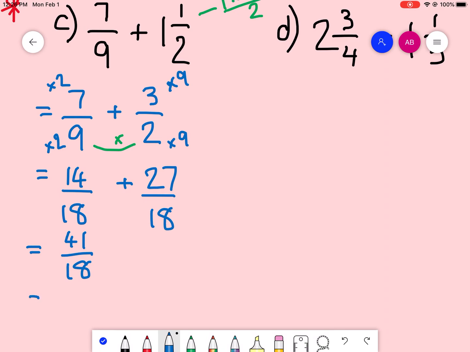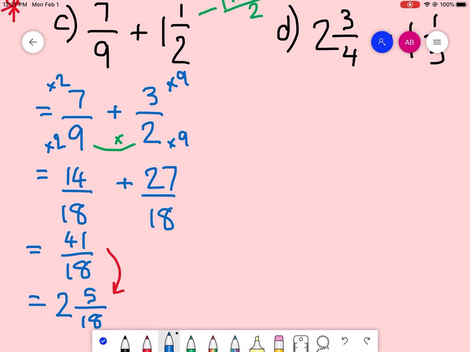The last thing I would like you to do with these fractions, if you end up with a top-heavy fraction, so your top number is larger than your bottom number, please try and change it into a mixed number. 18 here goes into 41 twice, making 36. So we have a remainder of 5. We put that over our 18 to get the final answer. Now this step here is not an essential step. Your final answer can still be 41 over 18. However, it will ask you in the worksheet to change them to mixed numbers, so please do that.